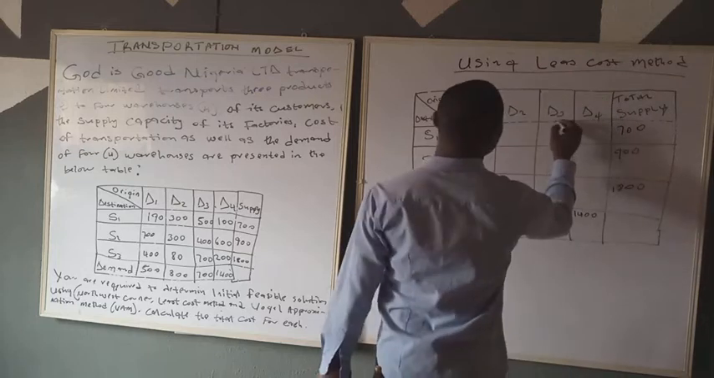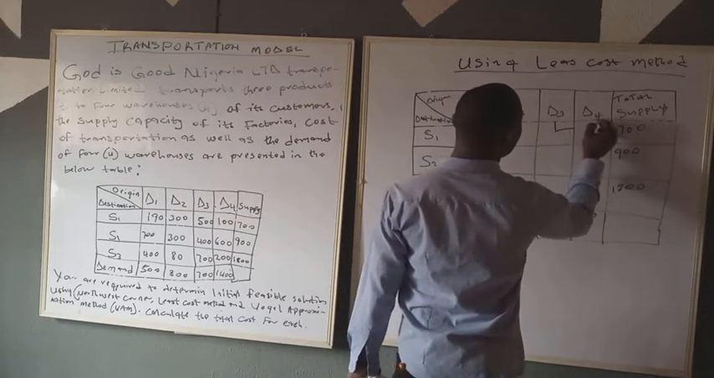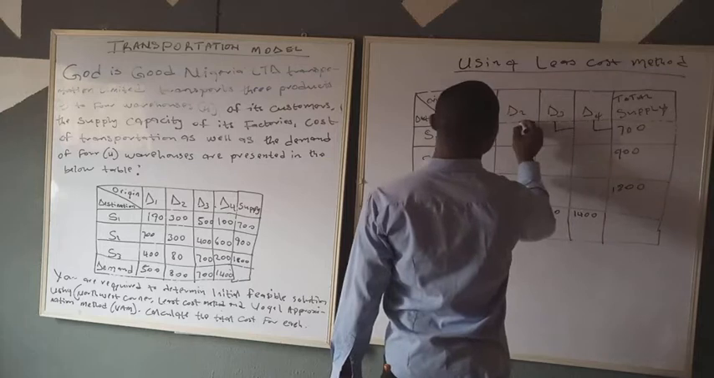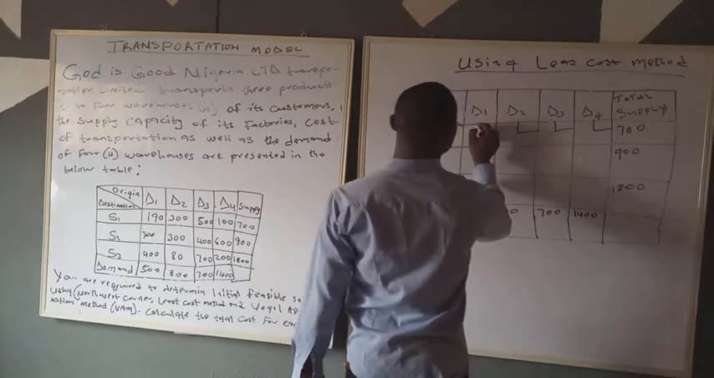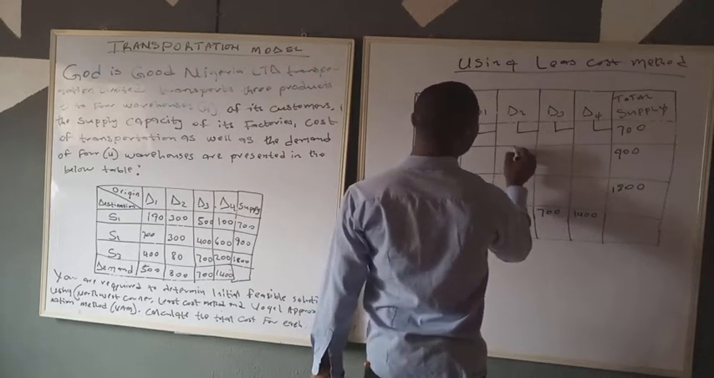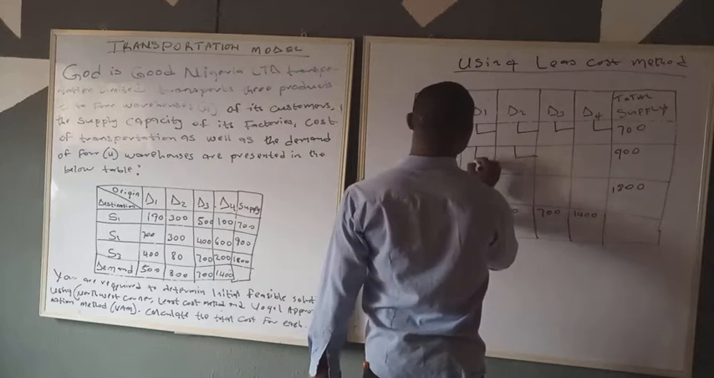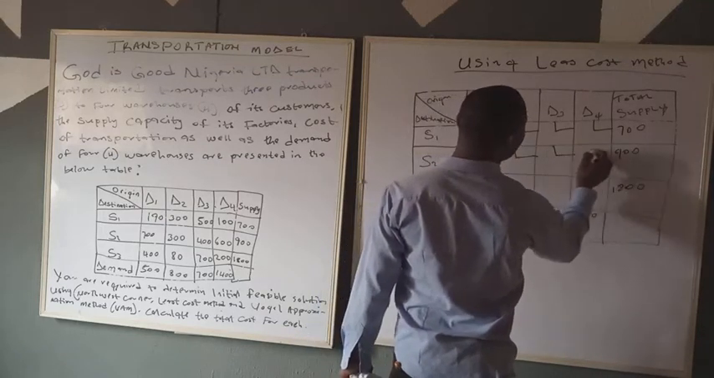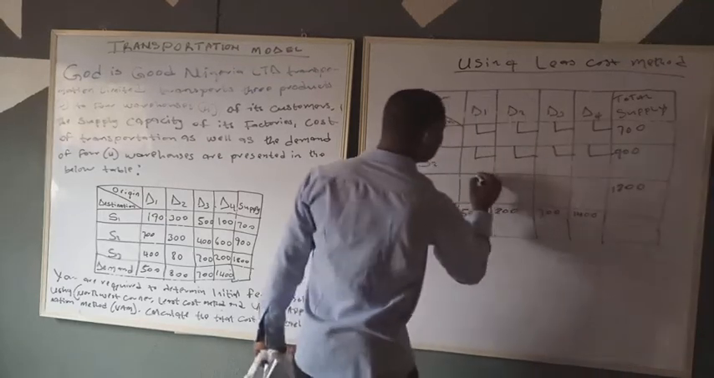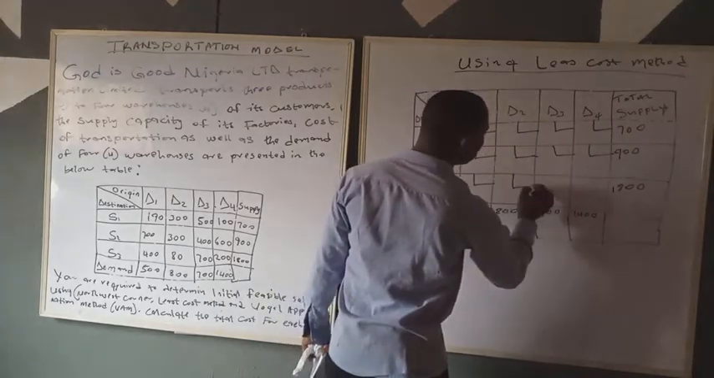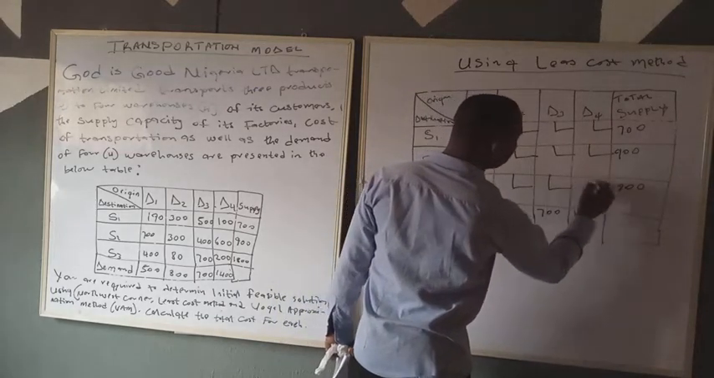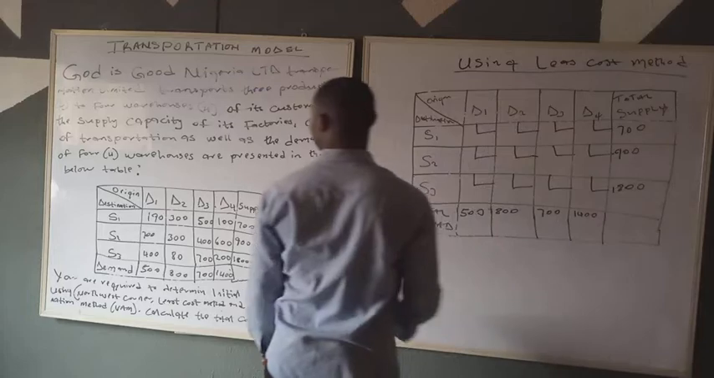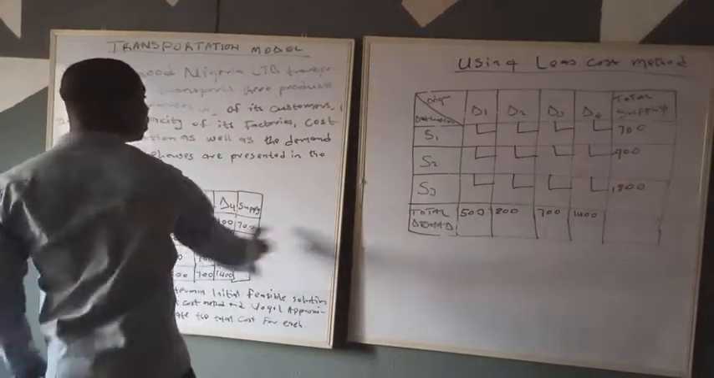Then under supply 1 we have 700, under supply 2 we have 900, and under supply 3 we have 1008. So the cost will be put up here. This is where we are going to put the cost for all of them. We create a space up here to put the cost. Now all this cost will be up here.